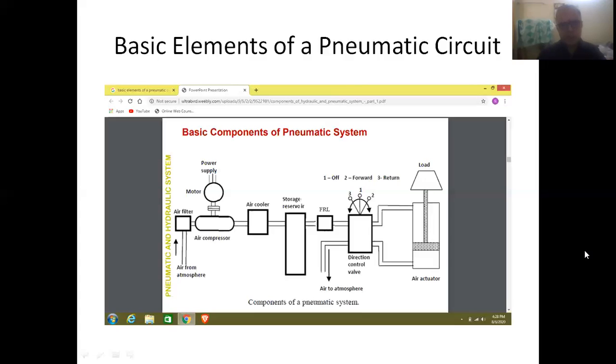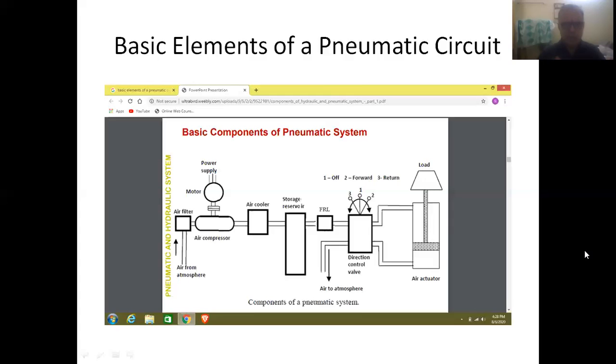So friends, these are the main components of a pneumatic circuit. Here the motor is used for driving the compressor, the compressor is used for generating high pressure air, and high pressure air is used for operating the piston that is arranged inside the cylinder.